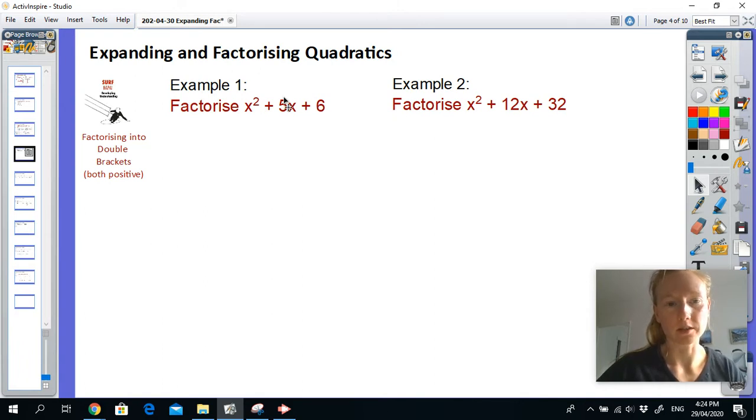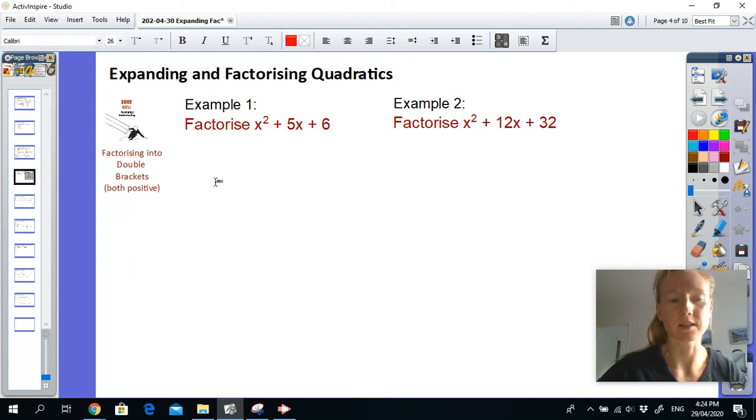So when we're factorising a quadratic, we are looking for two things to tell us it's going to go into double brackets. One is that x squared and one is that constant, that number by itself. If it has an x squared and a constant, we're going to try and factorise it into two brackets. So the first step is to find two numbers.